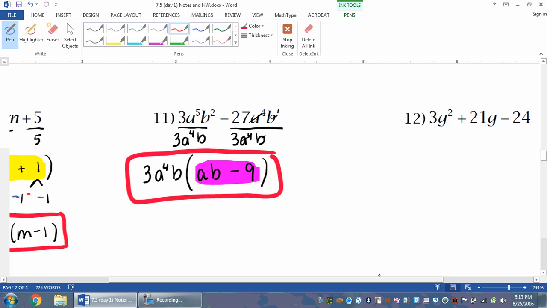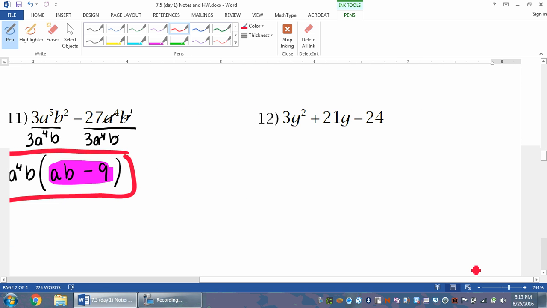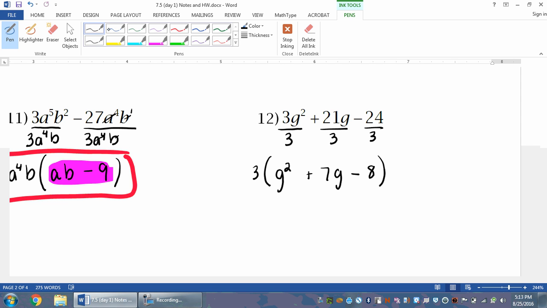All right, and number 12. You should always check to see if you can factor out a GCF, and you can. So my GCF is 3. Again, pull the 3 out in front. I'm left with g squared plus 7g minus 8. Always check. See, now I'm left with a quadratic. Different from 11, where I was not left with a quadratic. So when you're left with a quadratic, always try to factor further.